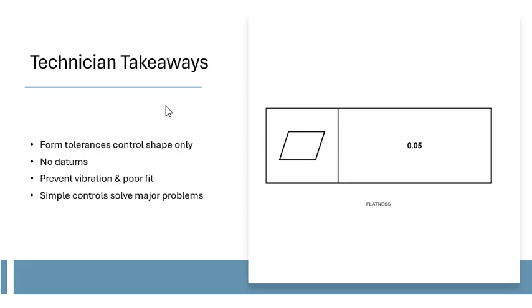Alright, so what do we have to care about? You have to make sure that the form tolerances control only shape. No datum required because we're not measuring, so we don't need the reference plane to measure from. Reference planes are where you have your zero. Then of course you're going to prevent the vibration, and also we need to avoid the poor fit. So simple controls are going to solve your major problems.